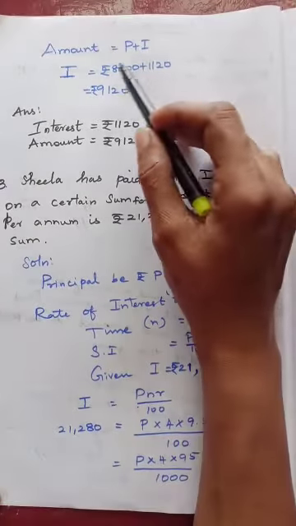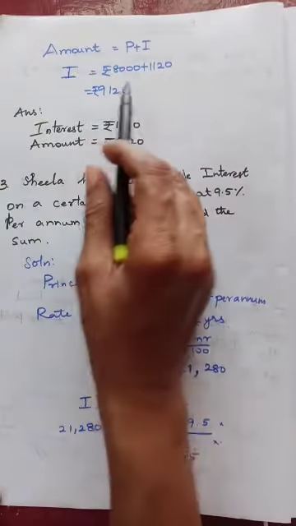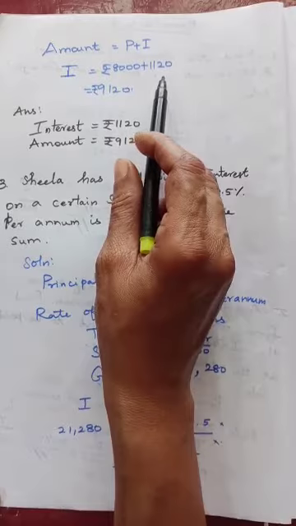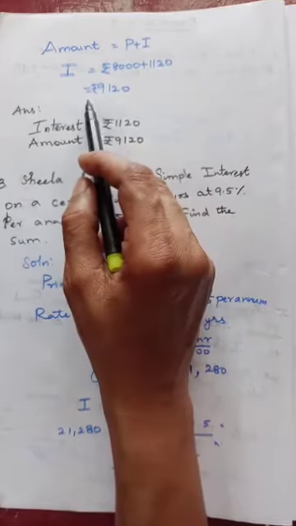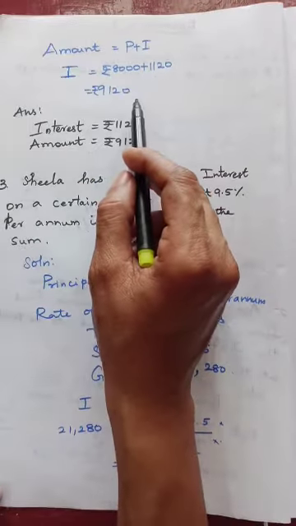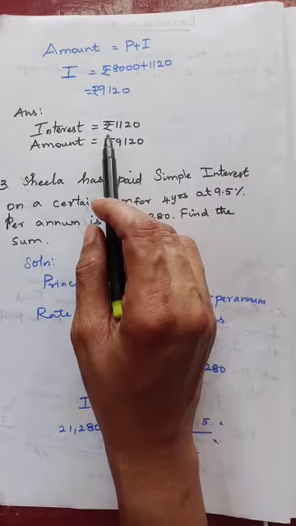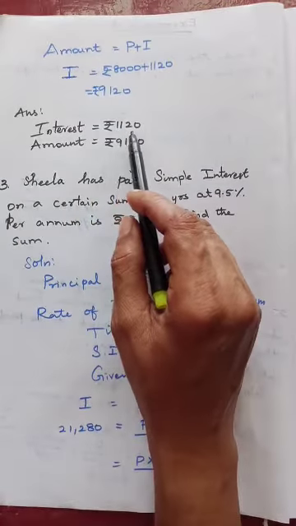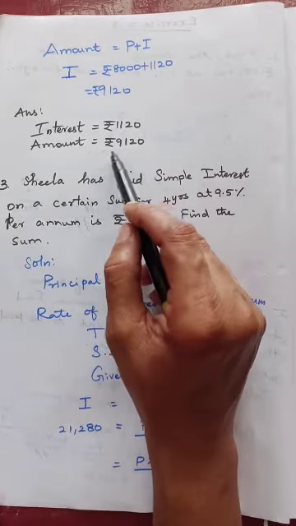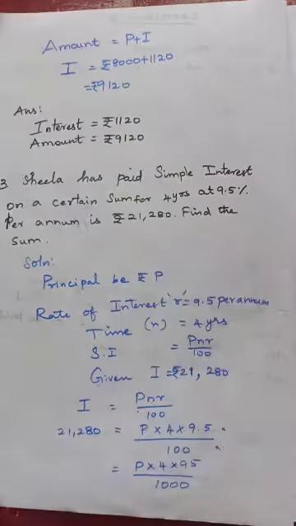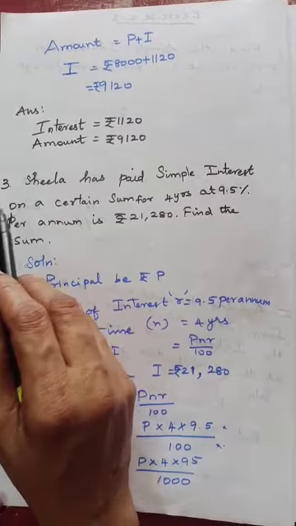Amount is equal to P plus I. That is 8,000 plus 1,120, which is equal to rupees 9,120. Answer: interest is equal to rupees 1,120. Amount is equal to rupees 9,120. Finish. Move to third problem.